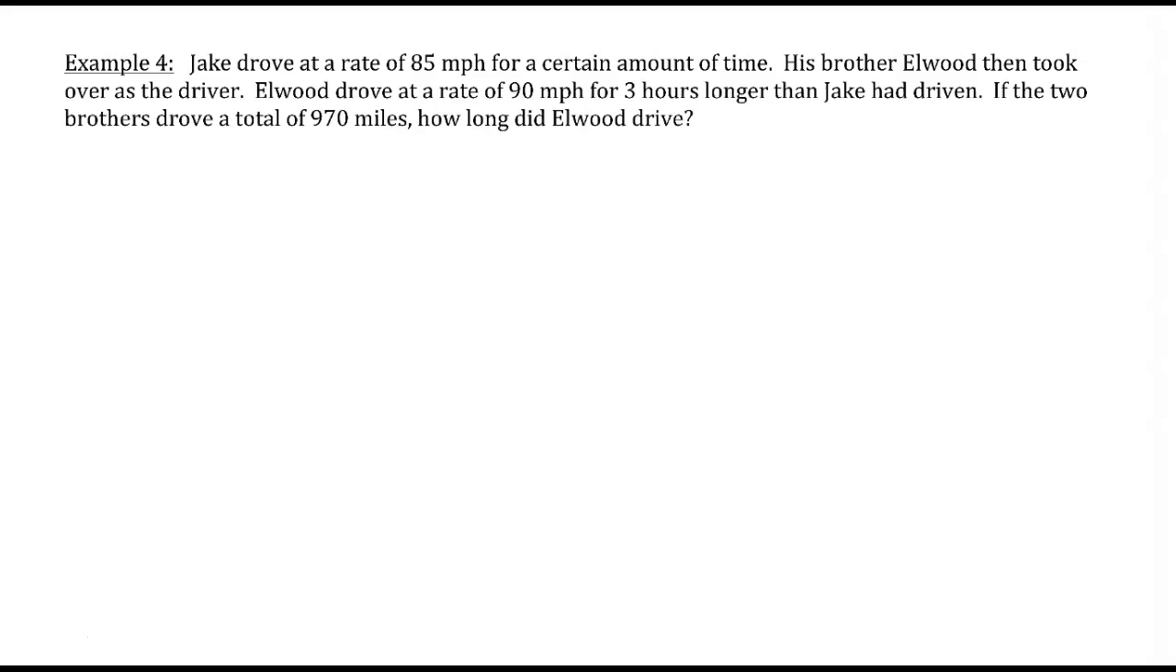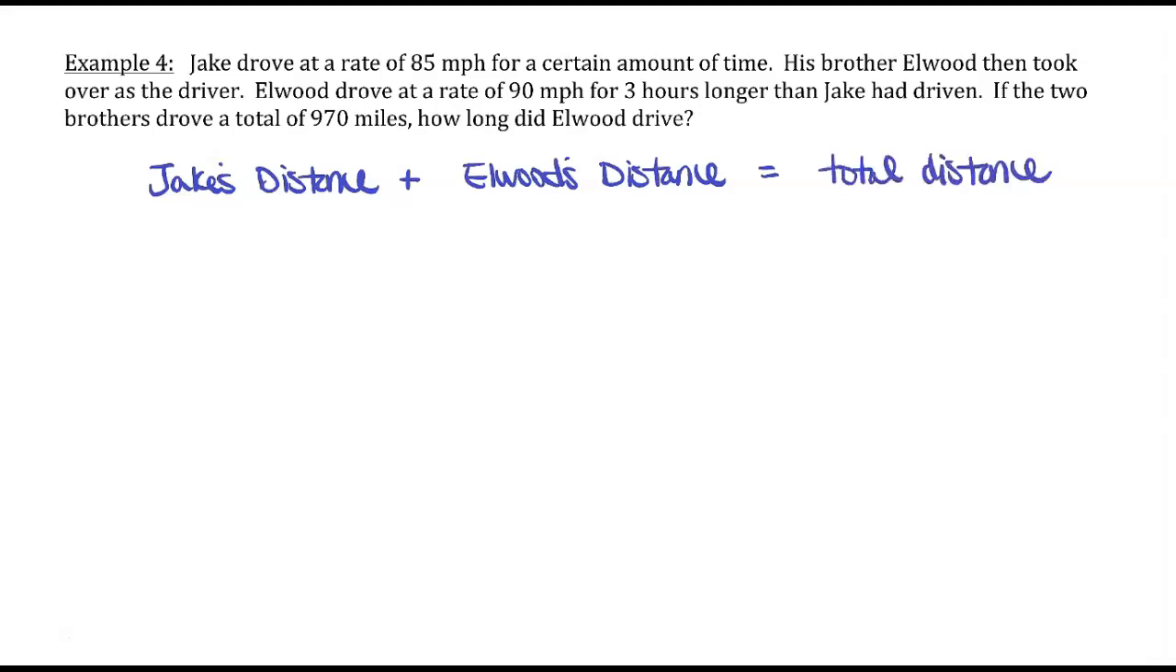Let's first write our equation in words, and then we'll fill it in with numbers. First, we have Jake that drove a certain distance. Then we had Elwood drive a certain distance. We also are given a total distance for the two of them. Let's fill in what we know. Right away, we know that the brothers drove a total of 970 miles. We know that Jake drove 85 miles per hour for a certain amount of time. We don't know what that amount of time is, so let's use t.